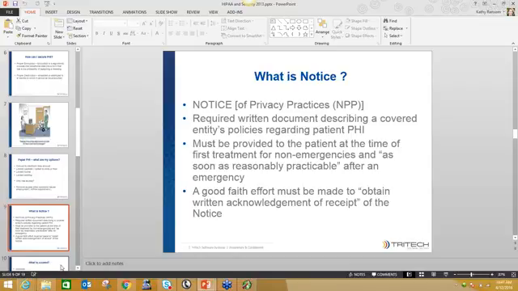Notice is another one of those words that is important in HIPAA. Written documentation describing what your policies are regarding protected health information must be provided to the patient at the time of first treatment for non-emergencies and as soon as reasonably practical for an emergency. And a good faith effort must be made to obtain a written acknowledgement of receipt. So that's considered the notice of privacy practices.